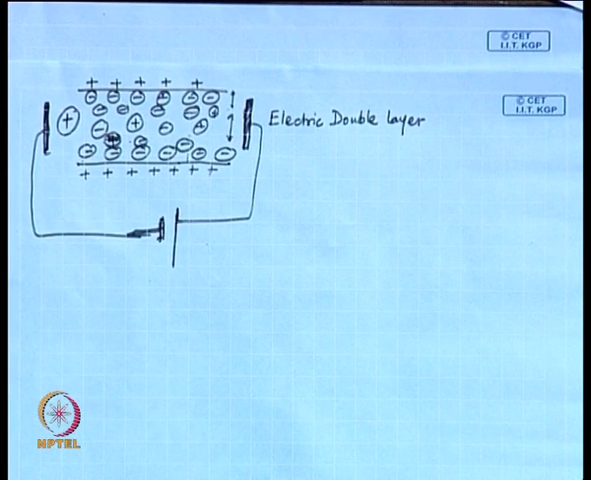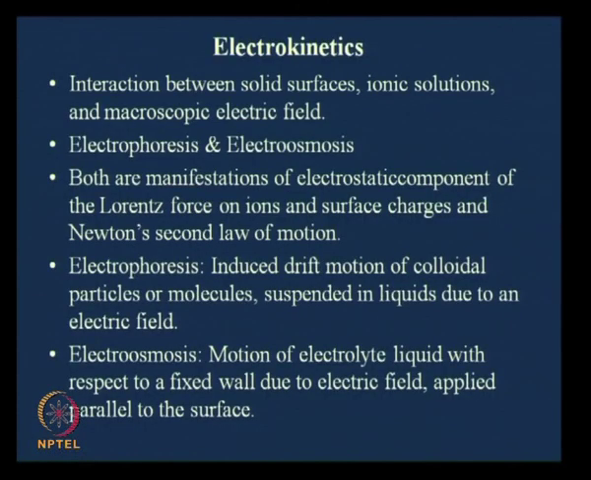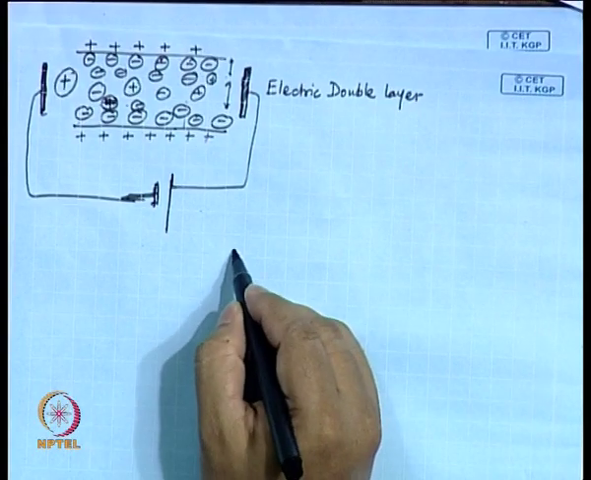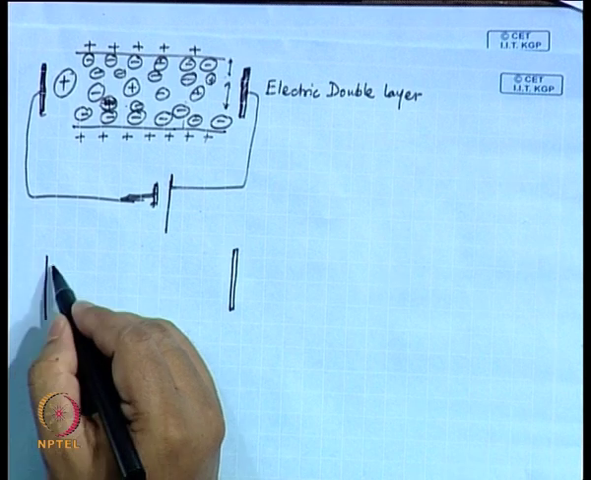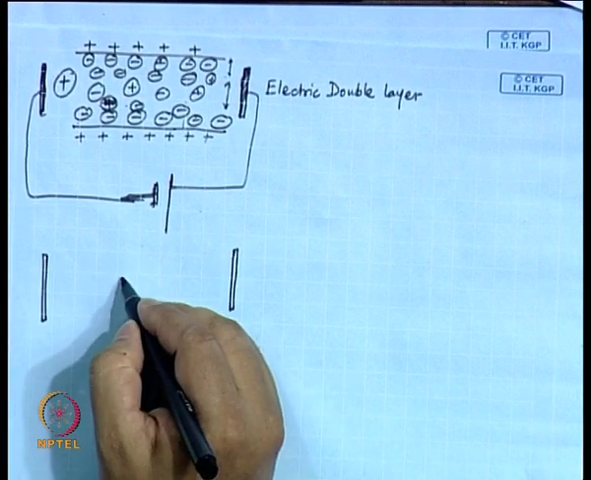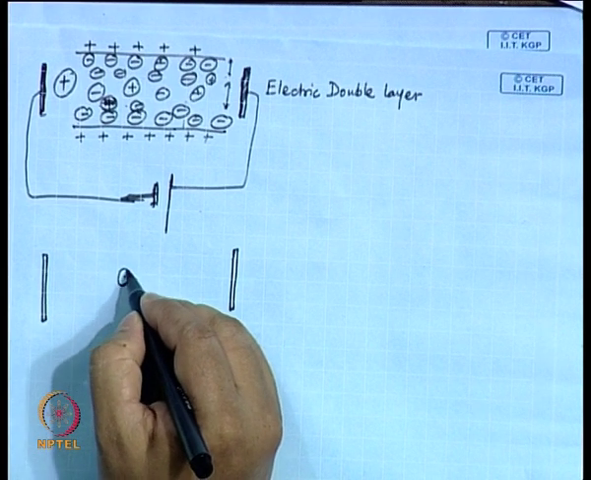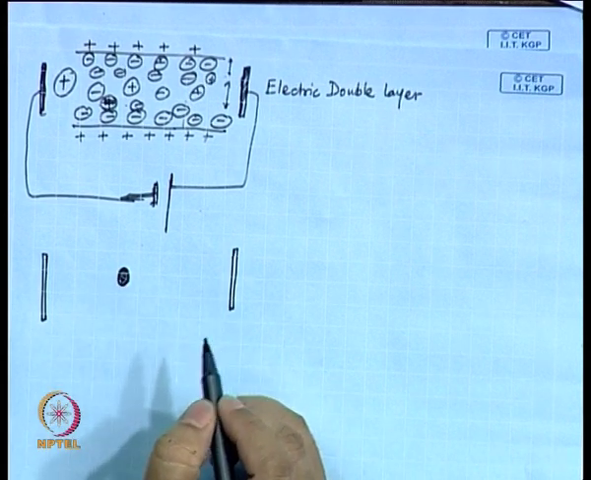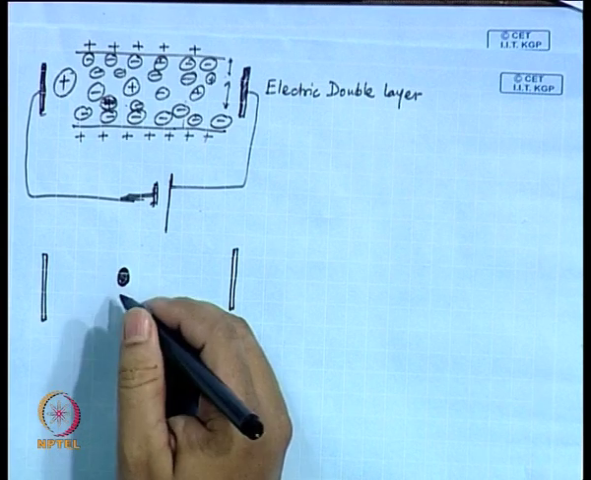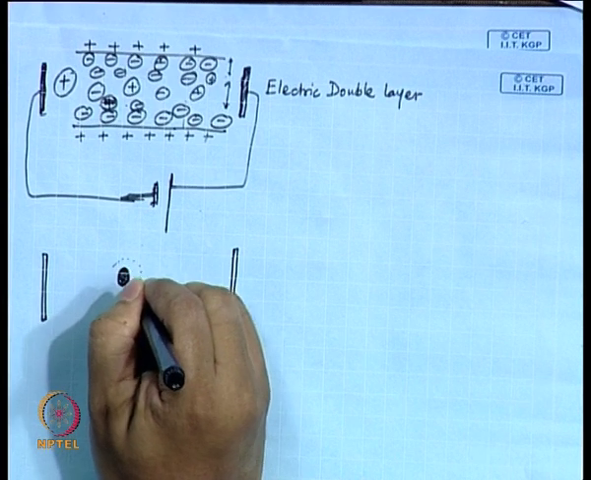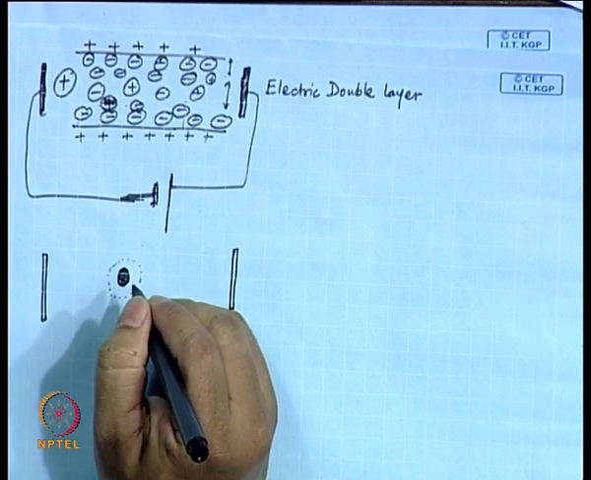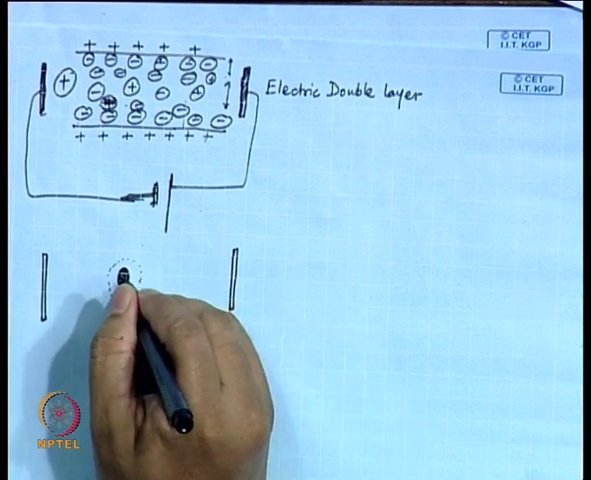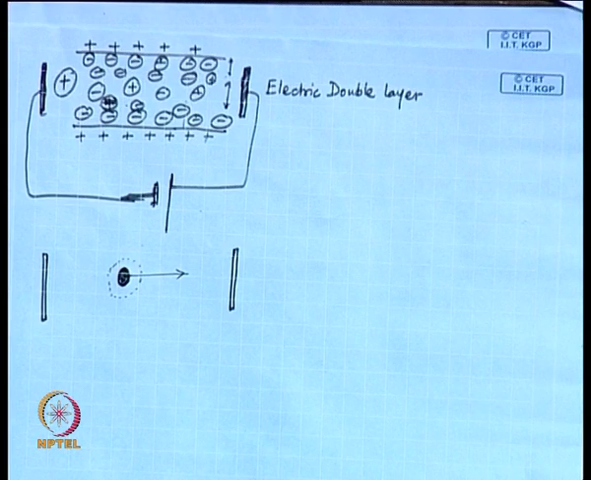Now, electrophoresis, as in the PowerPoint slide, is the induced drift motion of colloidal particles or molecules suspended in liquids due to an electric field. What that means is that you similarly have a positive and a negative electrode, and you have a colloidal particle. If the particle is big, one can show that an electric double layer develops around the particle, and this particle as a whole will be pulled to one electrode.